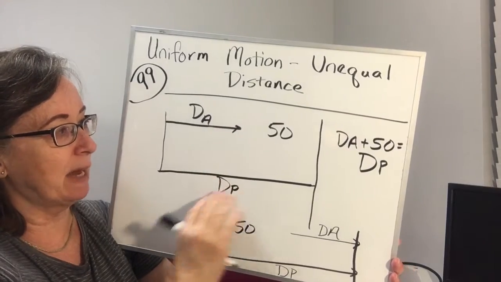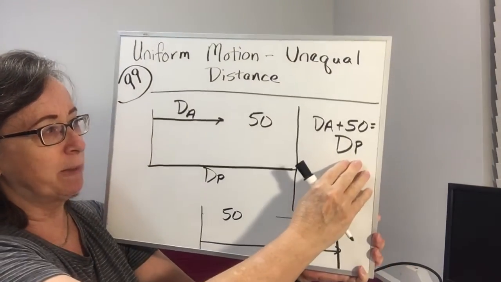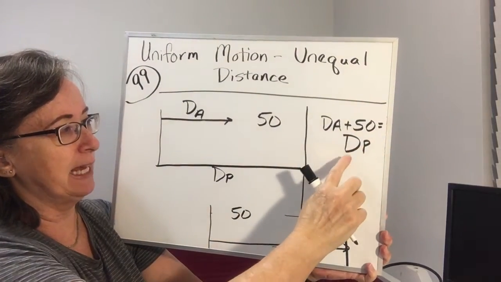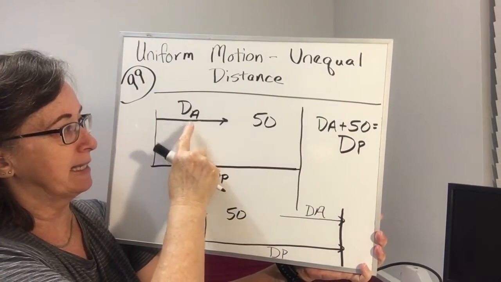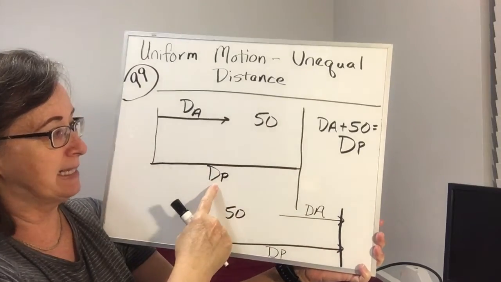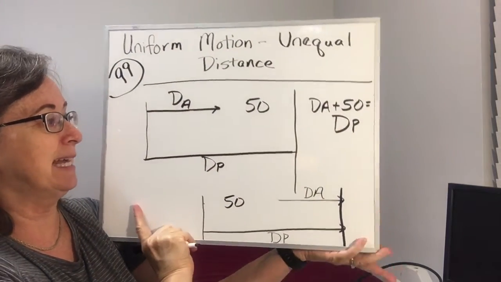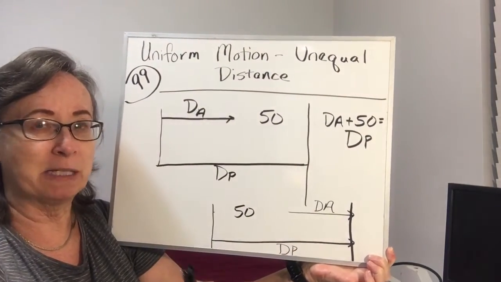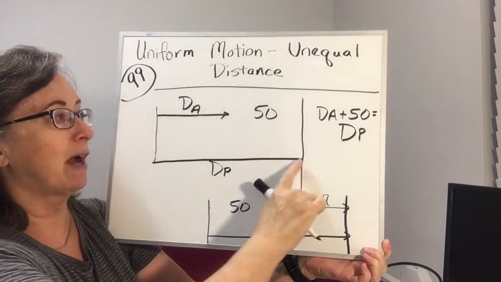And so we set up a relationship. So here would be our equation. Distance A plus 50 is distance P. And you can see it. Distance A plus 50 is distance P. So this is the scenario where two people start off at the same spot, but then one travels further than the other.